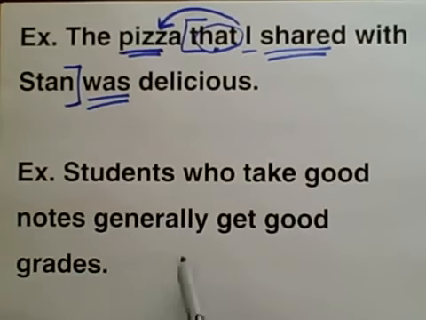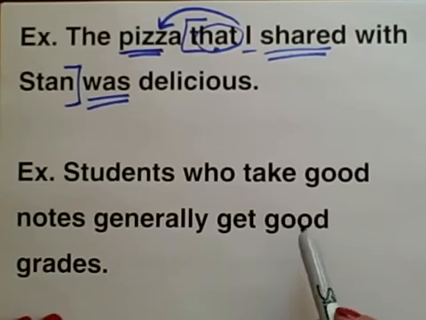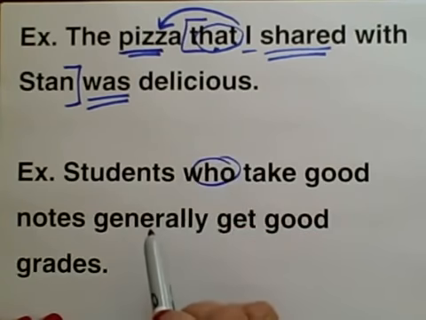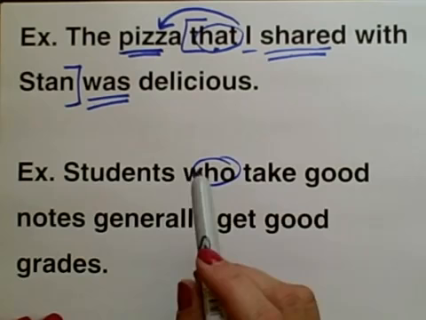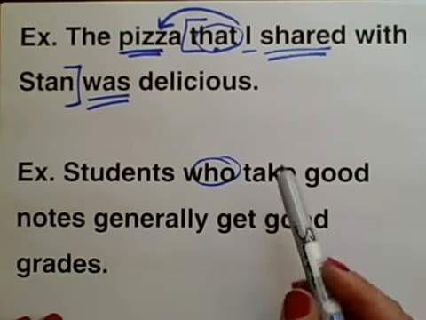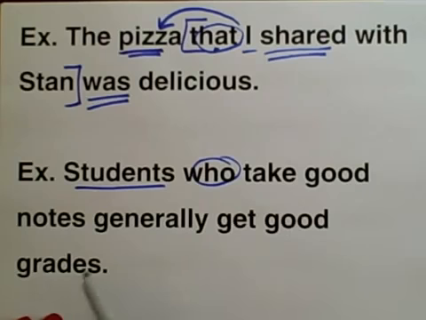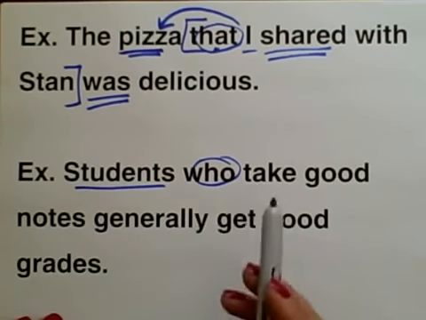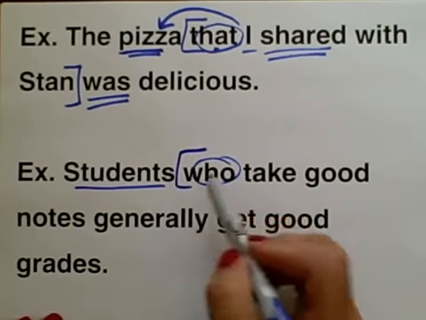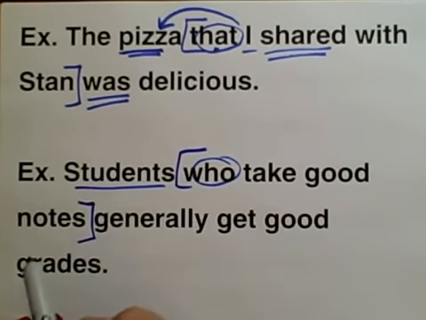Students who take good notes generally get good grades. We'll begin by finding the trigger word, who, another relative pronoun. When trying to find the whole clause, begin by finding the main clause. Here we have students generally get good grades. All the rest is your adjective clause, who take good notes.